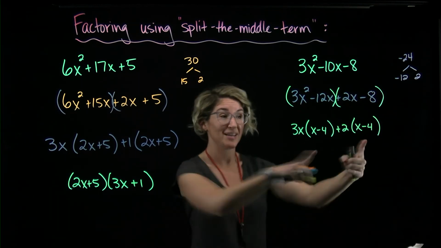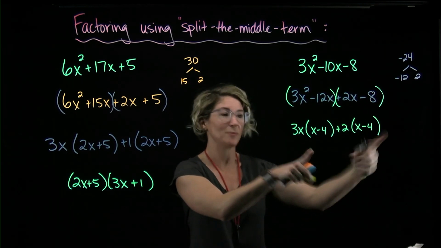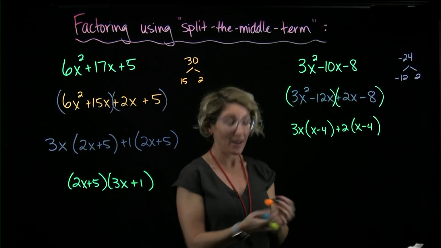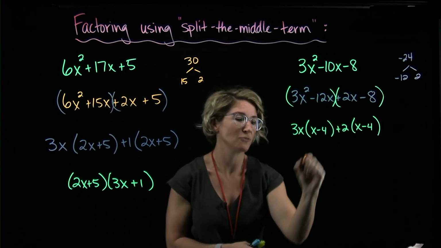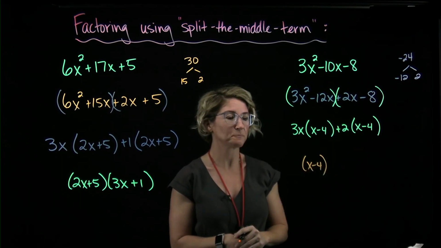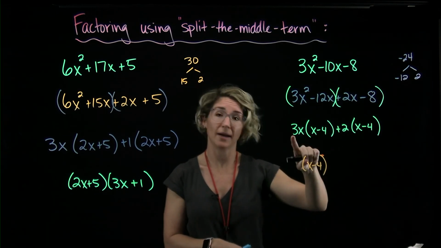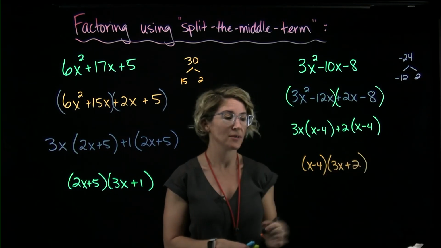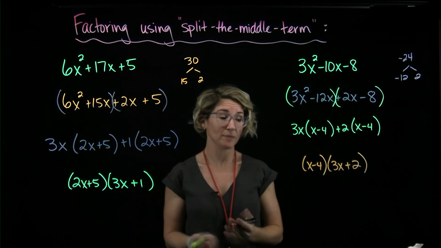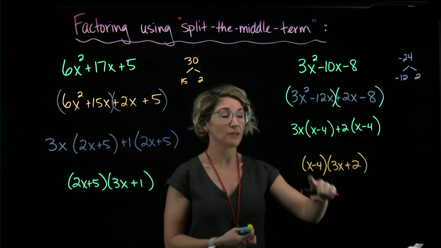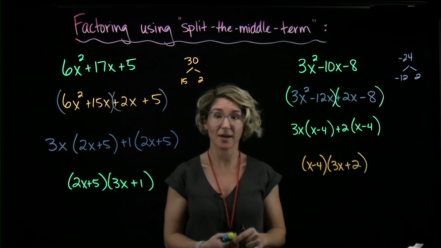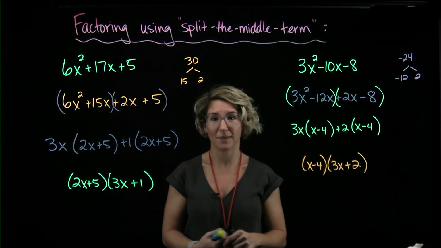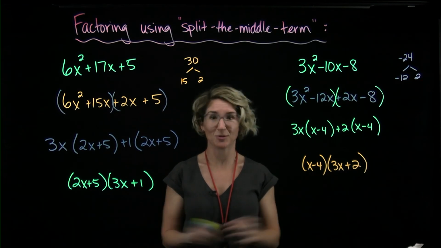What also helps is, look, now I have a new greatest common factor between my 2 larger terms. They both have an x minus 4 in them. So now I can factor out that x minus 4, that greatest common factor. When I take out the x minus 4, I have left a 3x in this first group and a positive 2 in that second term. So that means x minus 4 times 3x plus 2 is the factored version of that original. Try it. FOIL it out and make sure that after you combine like terms, you end up getting your 3x squared minus 10x minus 8, splitting the middle term. I hope that helps.